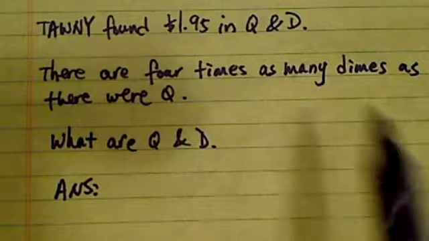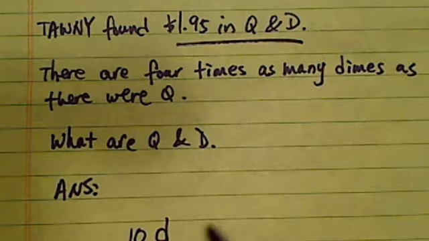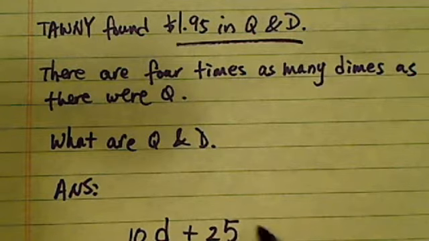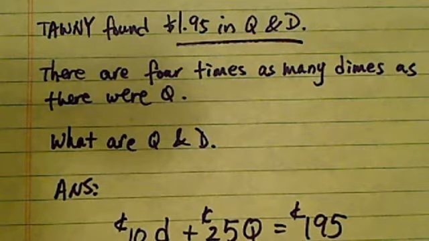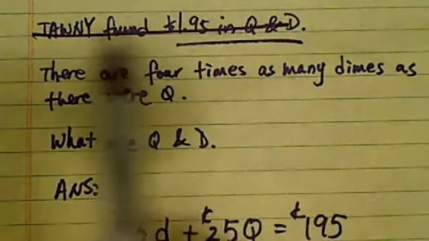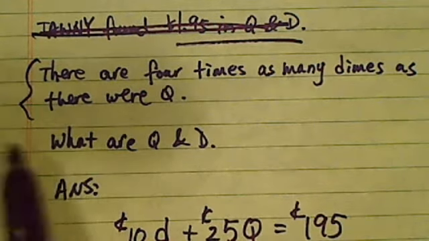So here you have a total of $1.95 in quarters and dimes, and you had a good equation coming in. That's 10 times the number of dimes plus 25 cents times the number of quarters, and altogether you have 195 cents. This is all very good. And the only thing that's missing is basically the second equation, since you used up the first equation.